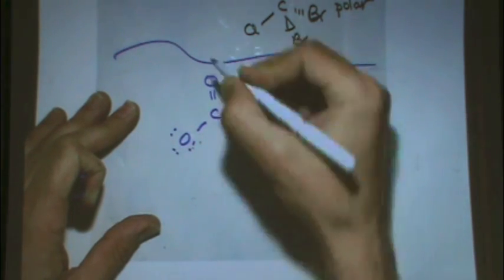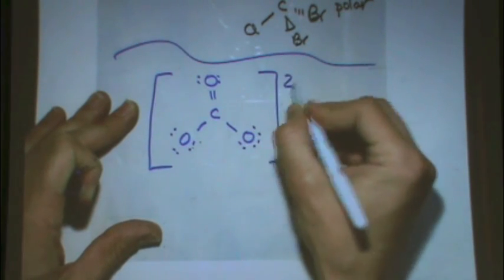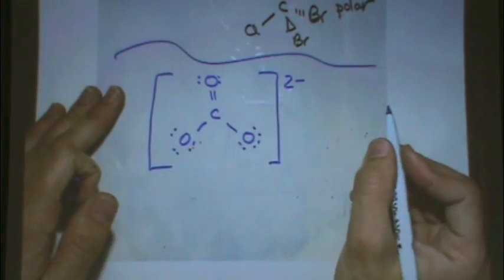This is trigonal planar, this is carbonate. I believe we already did this in class. CO3 2- carbonate ion. This would be nonpolar.